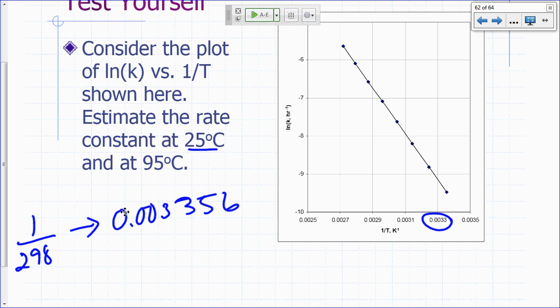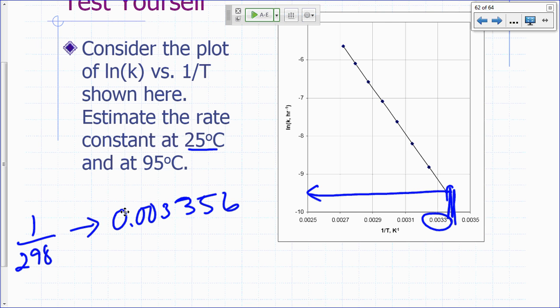It's 0.003356. So it's down here, somewhere down here. Okay? And so that would be my ln of K there. And then K will just be e to the ln of K.